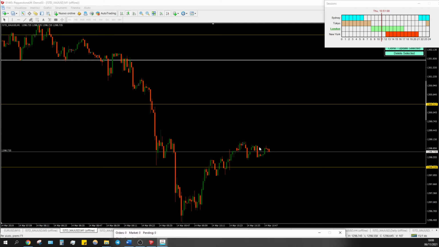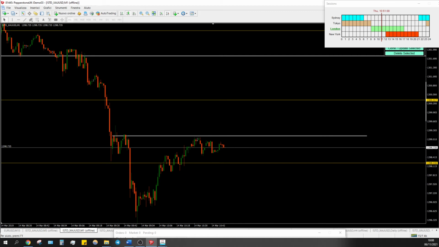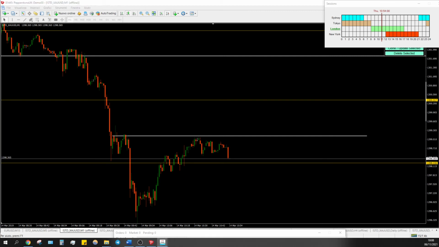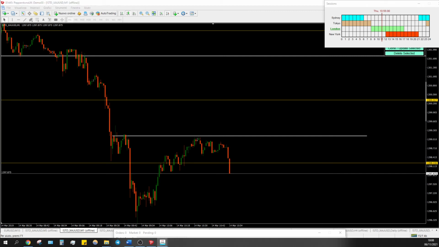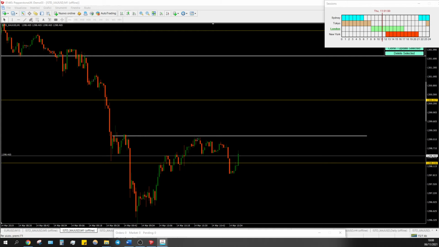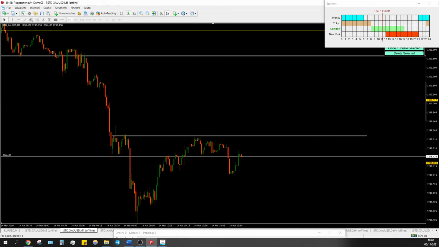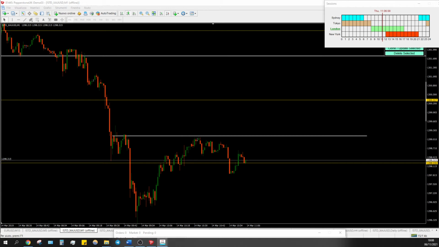And if we see a much cleaner break and retest, then I will take some further buys. Why is my computer like that? Very good. Possible liquidity grab here. Still 1 hour before New York open.